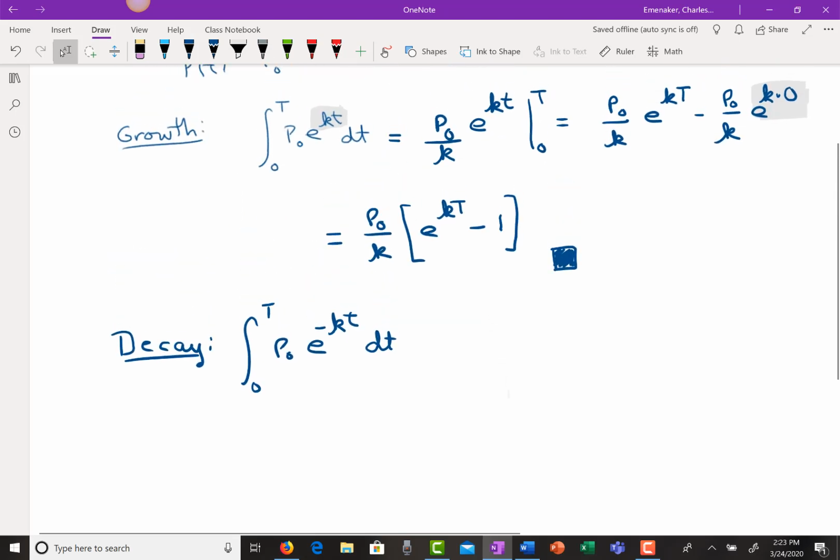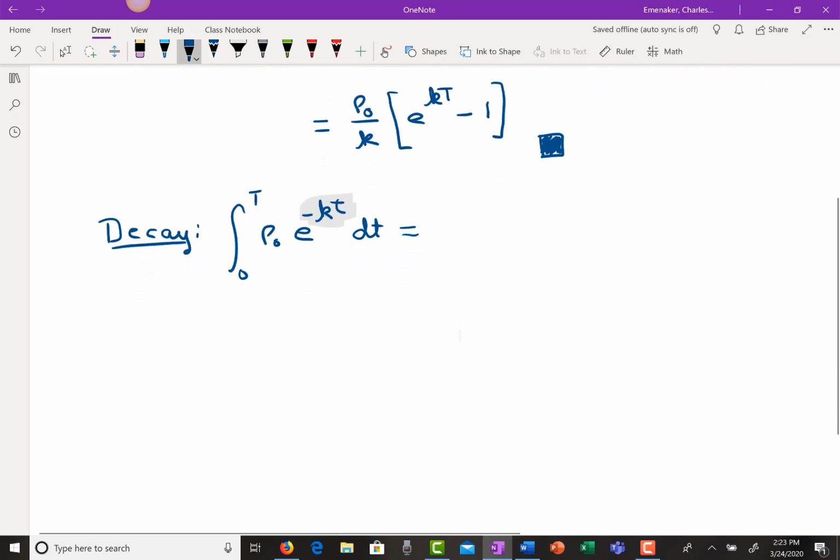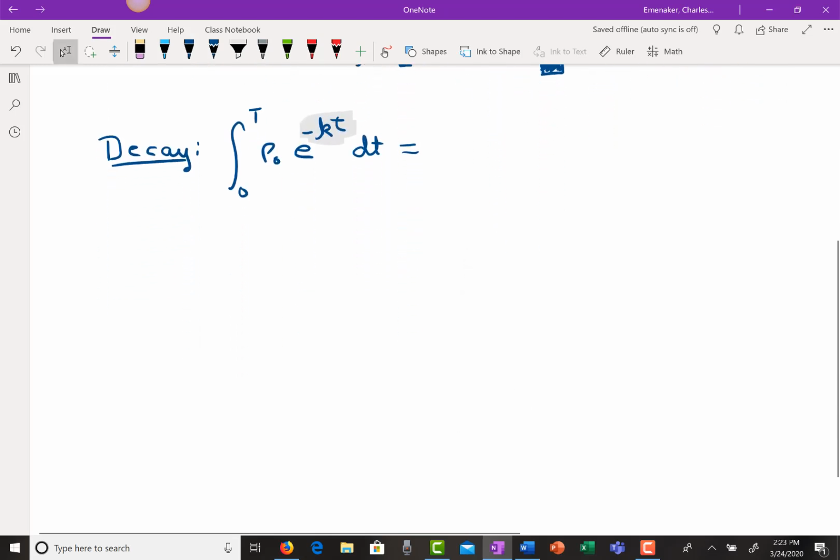The thing to be mindful of is with growth, you have a positive kt. With decay, you get the negative. If we integrate this, following a pattern similar to what we did last time, what we're going to get is our p sub 0. We're going to get it over. Now, when we take the derivative of this, it's going to be a negative k. And we're going to have our e to the negative kt. This being evaluated from 0 to capital T.